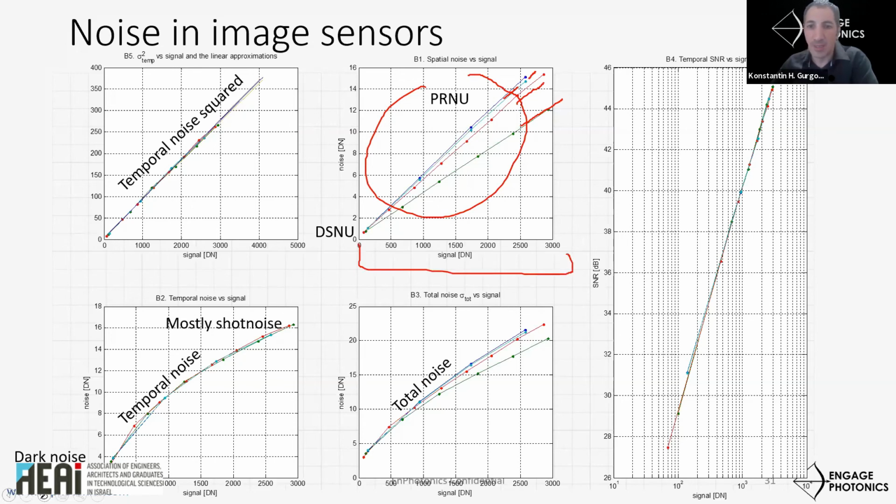Temporal noise squared is extremely linear, and the reason is shot noise, as we mentioned before. We can see the dark noise here, and we can calculate the dynamic range from this value, and we can also calculate the SNR max, which is the SNR at the maximum possible signal.